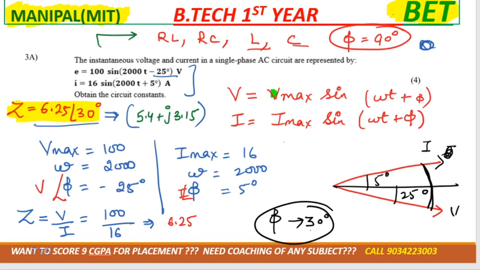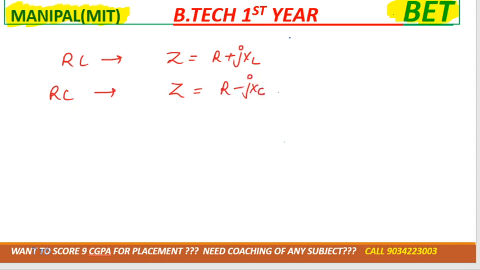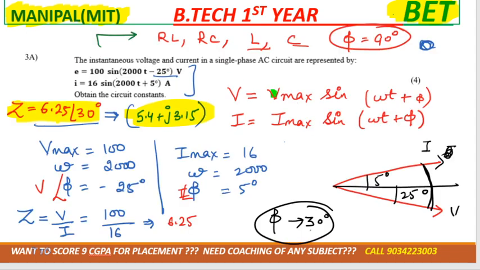So after converting it into polar form, it will have a rectangular form. And as you know, if it's RL, then we'll write down impedance as R plus JXL. If it's RC, then we'll write down impedance as R minus JXC, right? So now it's a polar form, plus form. So how can we write it down? Z is equal to R plus JXL.